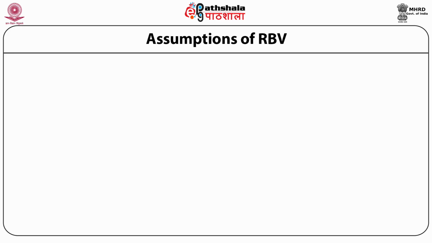We now look into the assumptions of the resource-based view. Resource-based view basically holds two important assumptions. The first is about resource heterogeneity. That is, different firms may have access to different resources. It's a very difficult scenario where two firms have exactly the same resources. There will always be some difference as far as the quality and quantity of these resources is concerned.